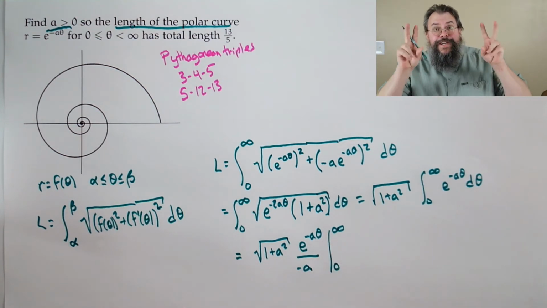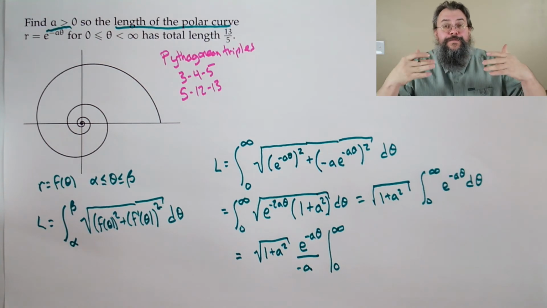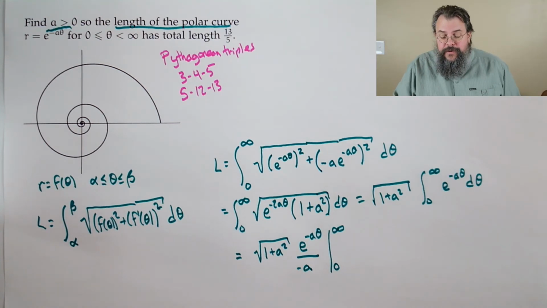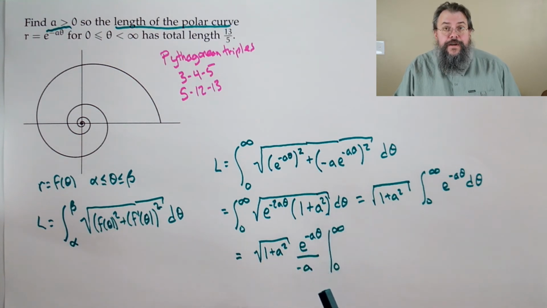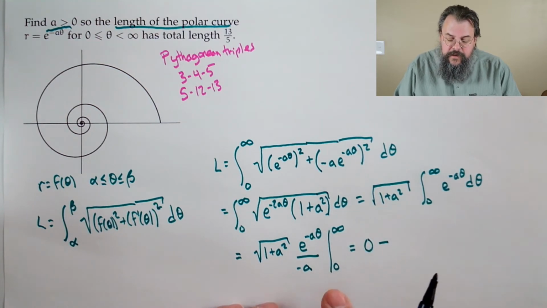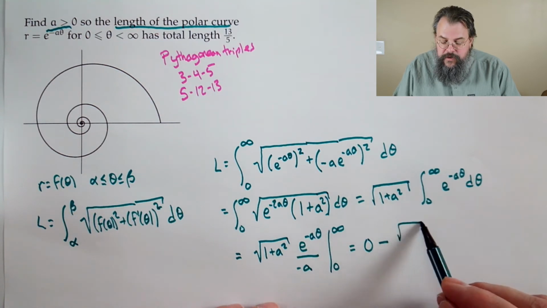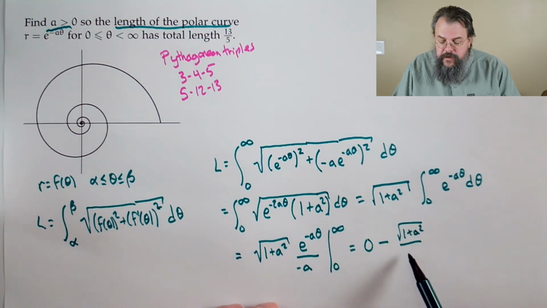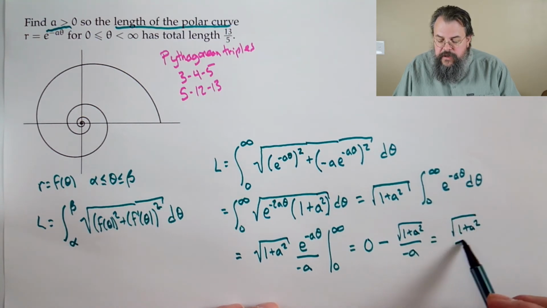Now, plug in infinity, which means what happens as we go to infinity. We're going to have a very large negative number up here in our exponent, and e to a large negative number is going to go to 0. So this is going to be 0, subtract. When we plug in 0, e to 0 is 1. So we have the square root of 1 plus a squared over negative a. Or if you like, that's the square root of 1 plus a squared over a.